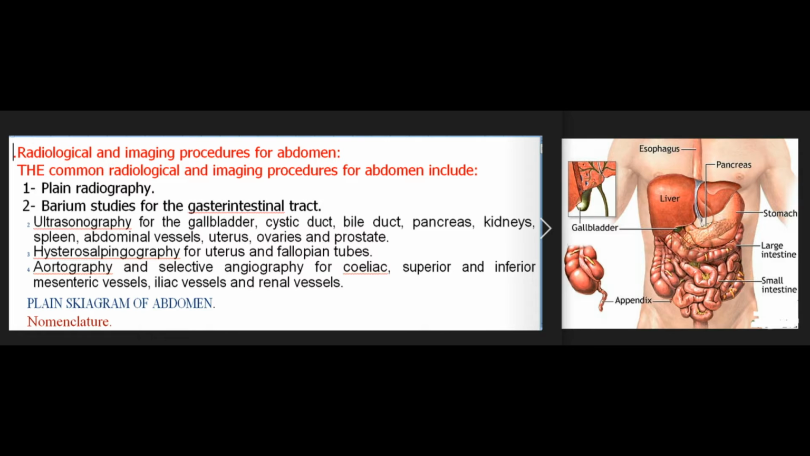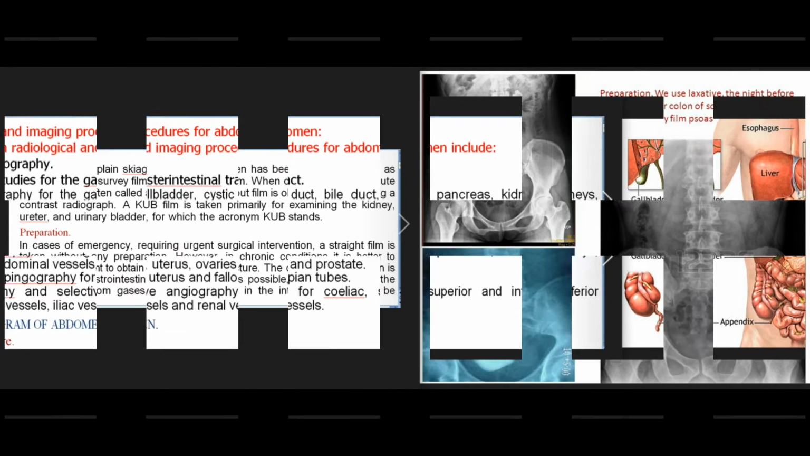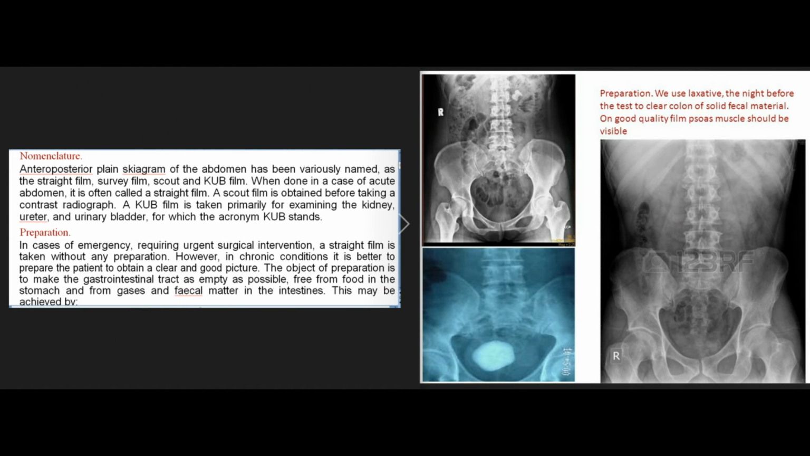4. Hysterosalpingography for uterus and fallopian tubes, 5. Aortography and selective angiography for coeliac, superior and inferior mesenteric vessels, iliac vessels and renal vessels. Plain skiagram of abdomen. Nomenclature. Anteroposterior plain skiagram of the abdomen has been variously named, as the straight film, survey film, scout and KUB film.